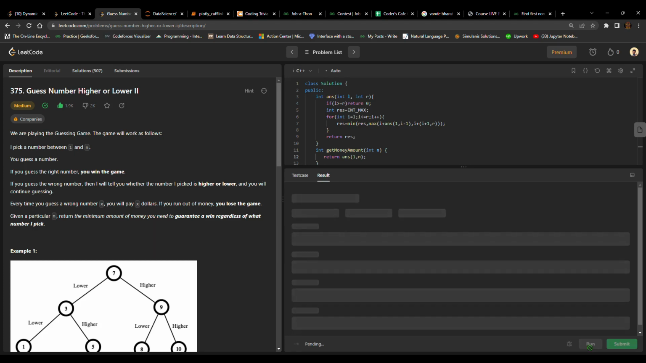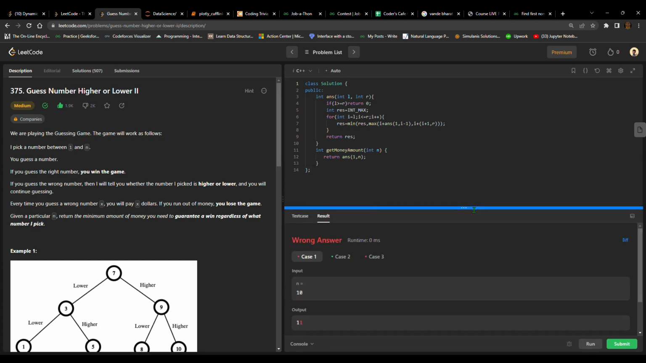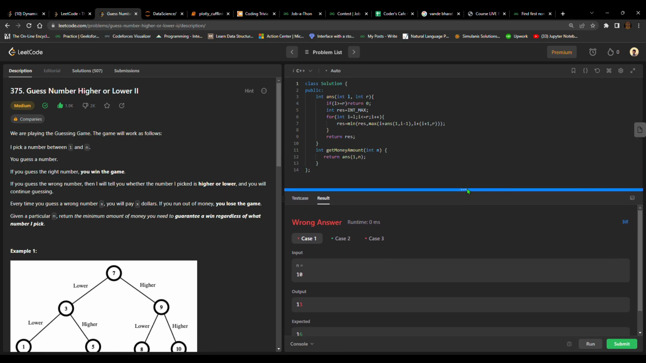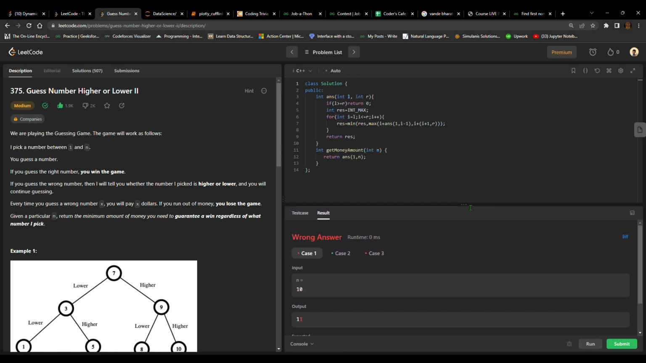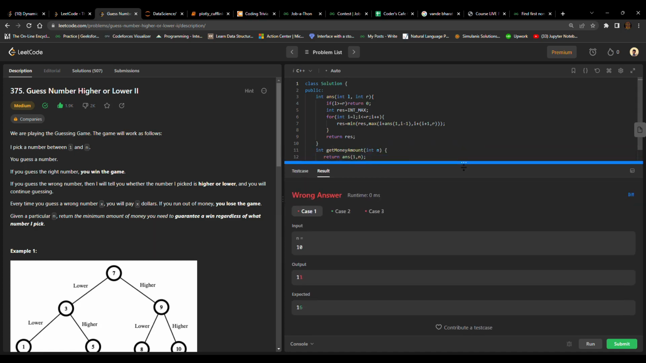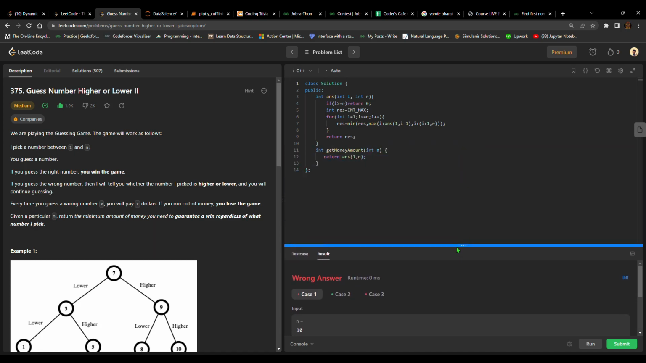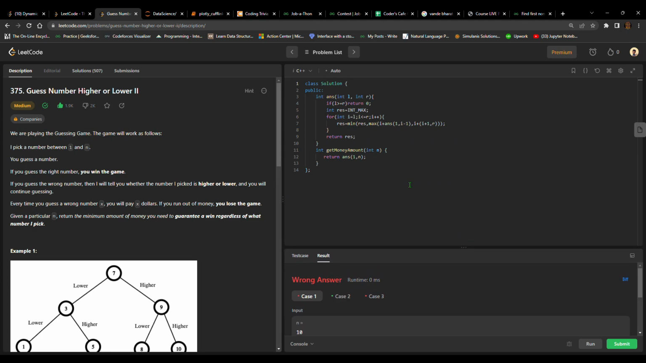Let's try reloading the page. Okay, so we have got 11 as our answer, and the expected was 16, so we have made a mistake. If L is greater than or equal to R, that is pretty much very sure. Int res is equal to int max, that is also very much sure.